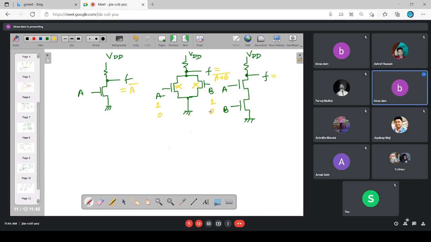When both are 1, the output is 0. When A is 1, B is 0, then also output 0. When A is 0, B is 1, then also output 0. Only when A is 0, B is 0, A plus B gives you 0, so its complement is 1. So this is nothing but the NOR operation.